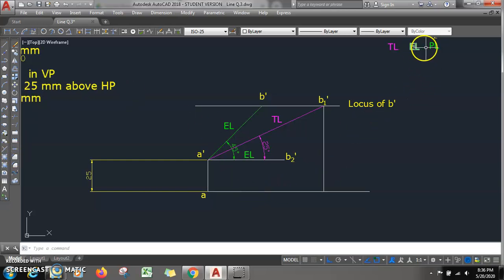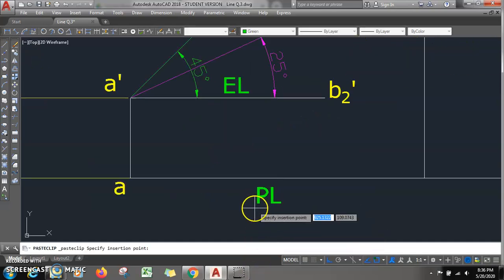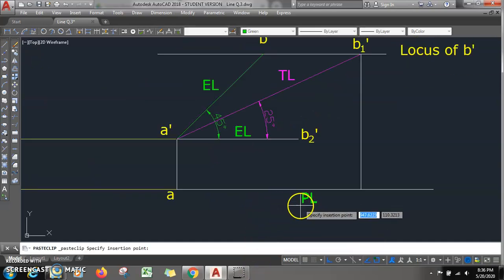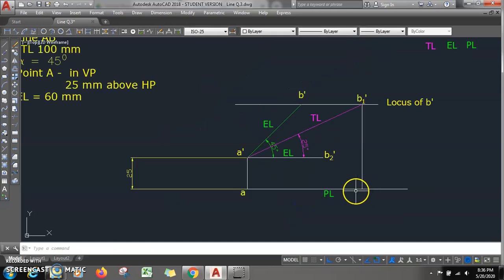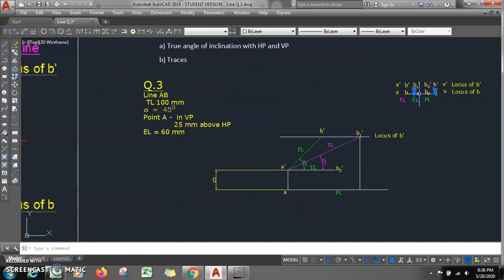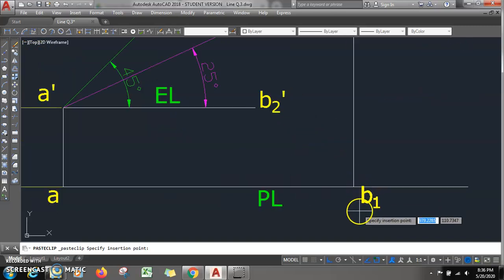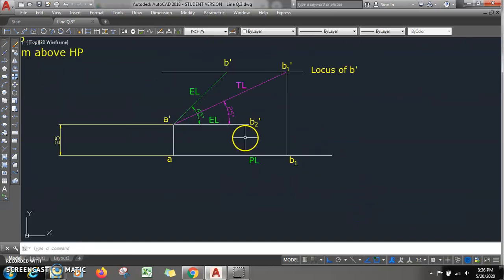So you see, this length is nothing but a plan length, and this point is called B1. Okay, so we are getting plan length.